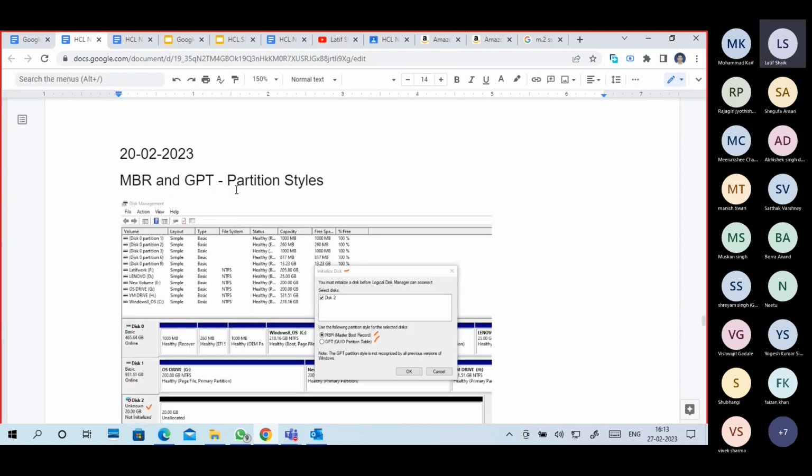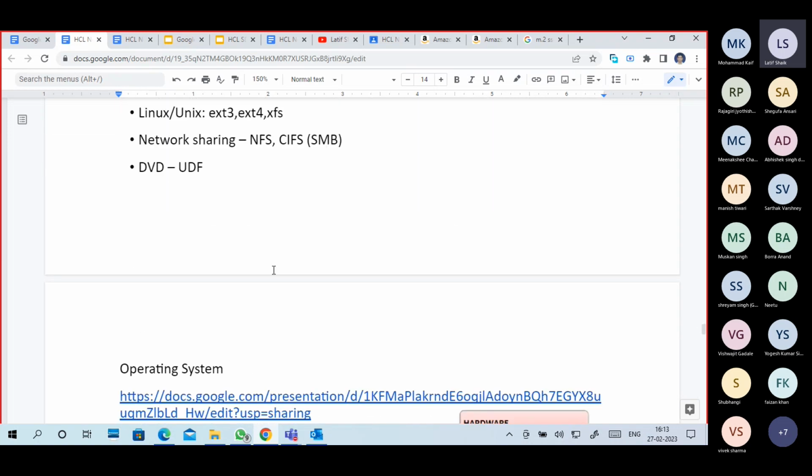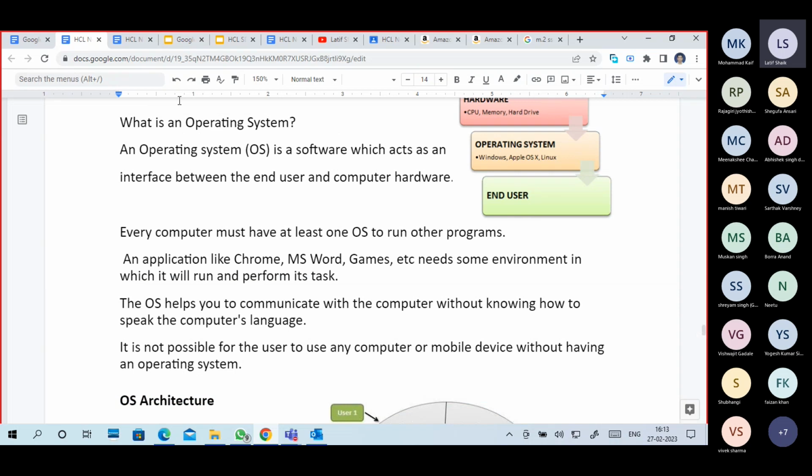Next we will see what is GPT, what are partition styles, different types of partitions.